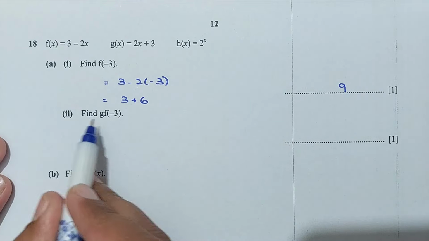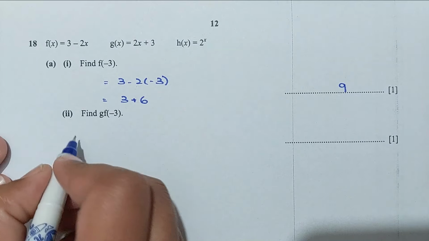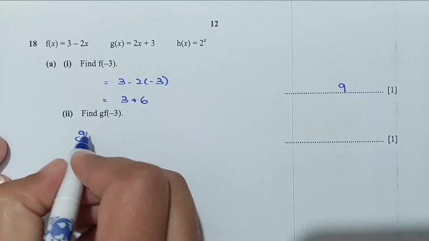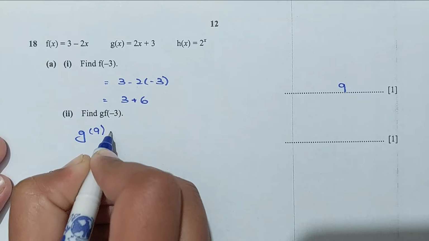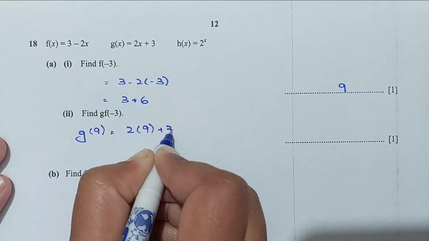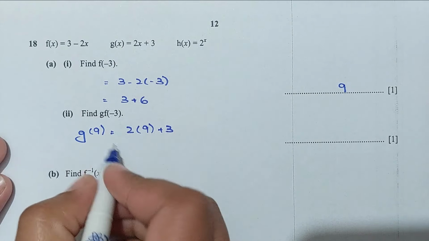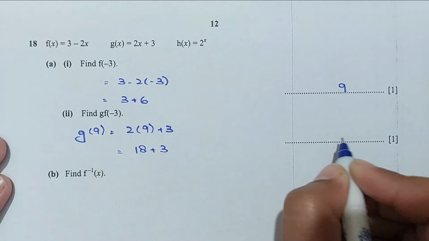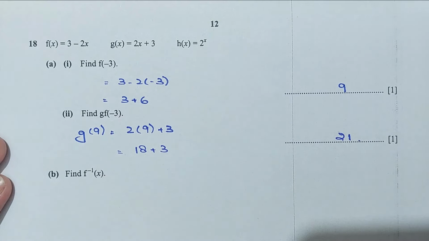For the second part, find g of f of minus 3. And what is f of minus 3? We have done f of minus 3, which is 9. So basically we have to find g of 9. 2 into 9 plus 3. Just replace x with 9. 2 times 9 is 18, and 18 plus 3, 18, 19, 20, and 21.